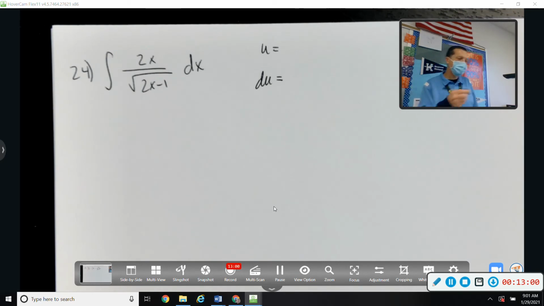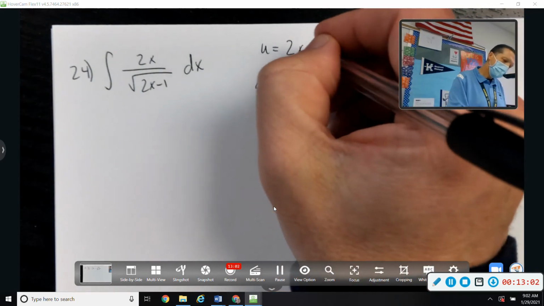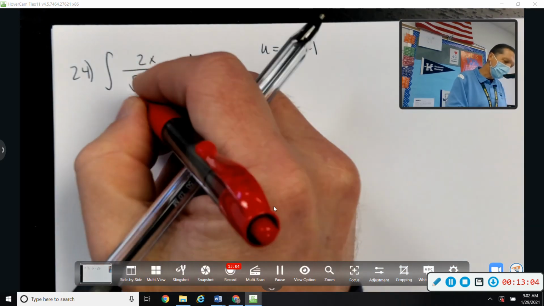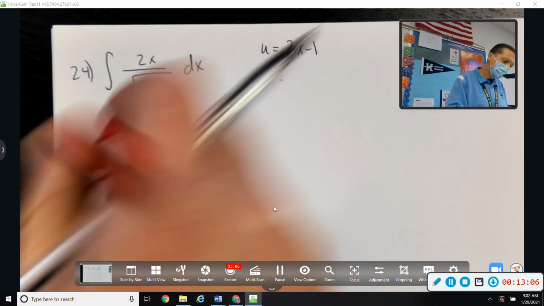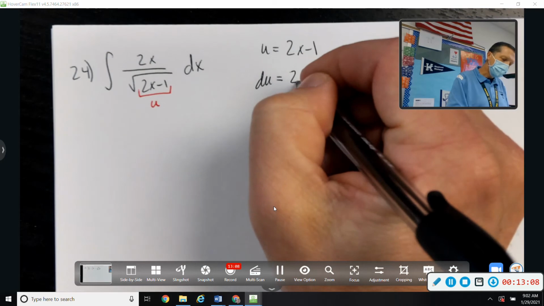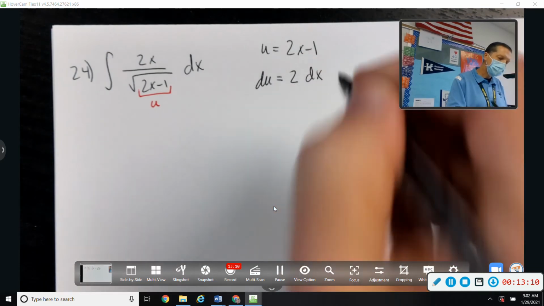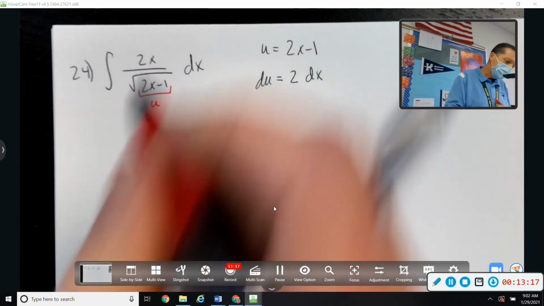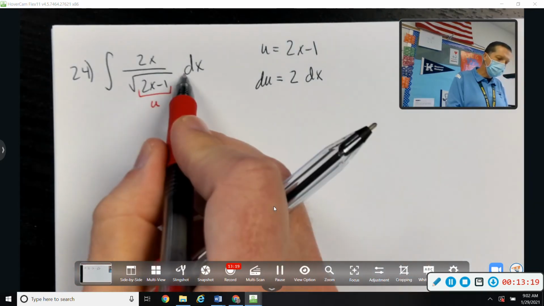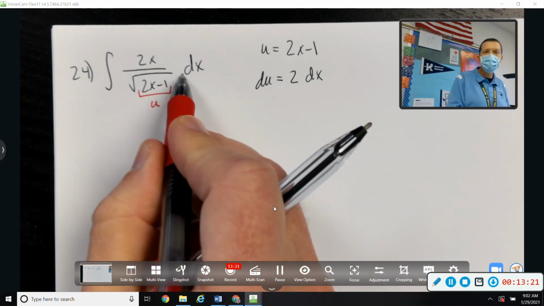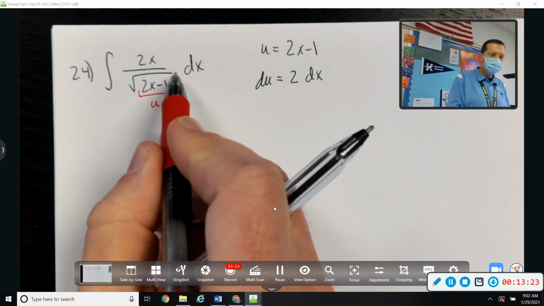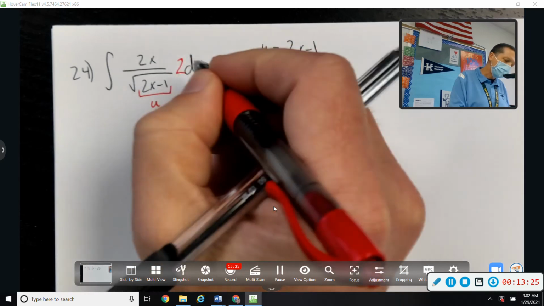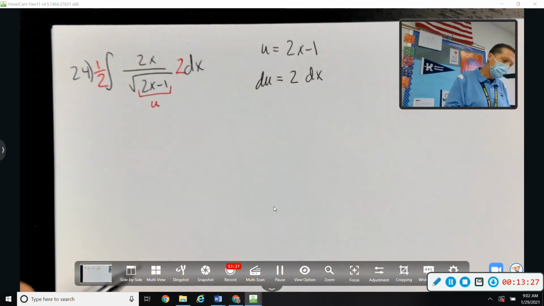2x minus 1. That'll take care of this denominator down here. The derivative would just be 2 dx. So that's nice, I can handle that. In fact, I don't know if I want to use that 2 to go with the dx or if I just want to put my own 2 on there. I think I just want to put my own 2 on there, and then the half out front.